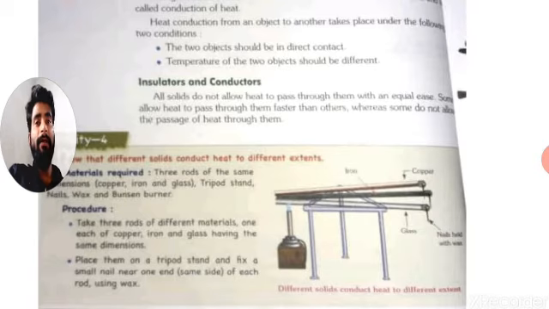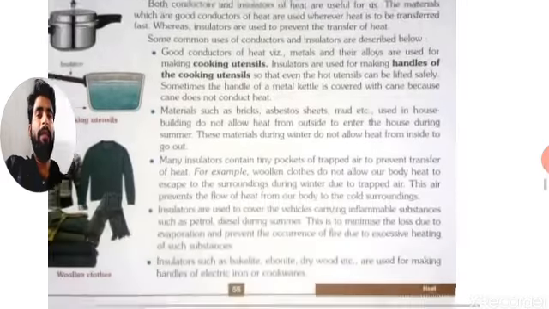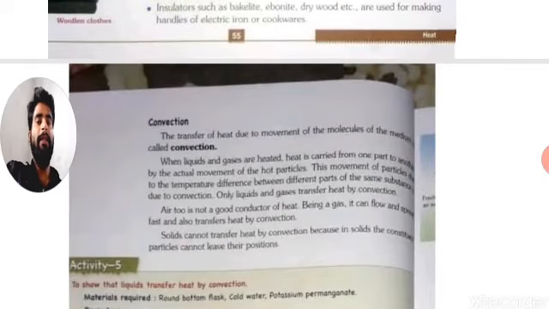After that we'll see the second method of transferring heat, which is the convection method. Convection is the transfer of heat due to the movement of the molecules of the medium. In convection the molecules of the medium move from one place to another, and the heat passes through them. Liquids and gases transfer heat through the convection method.